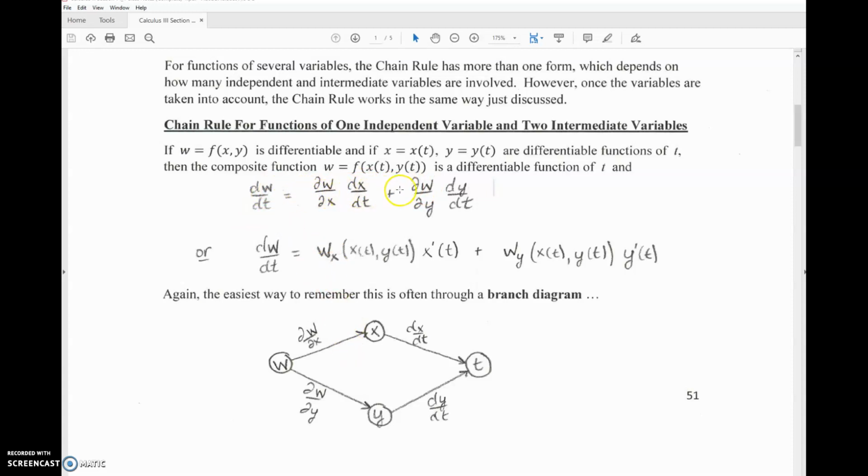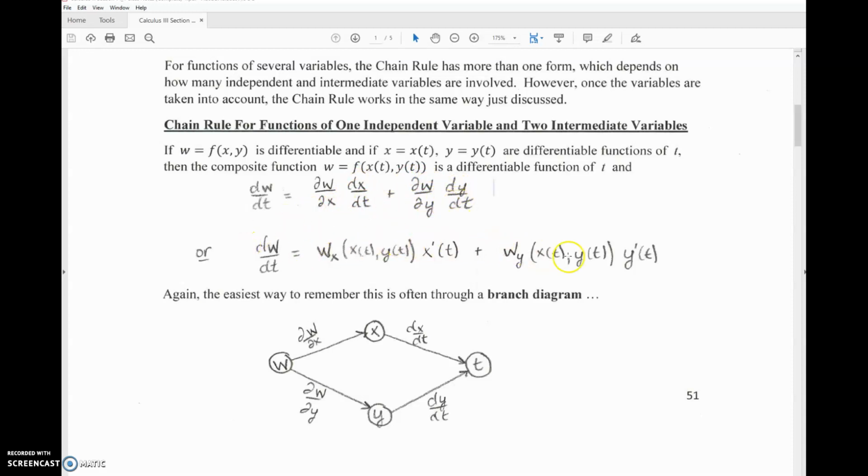So now let's say w is a function of x and y, which is differentiable, so a function of two variables. And if x equals x of t and y equals y of t are differentiable functions of t, then the composite function w, which is equal to f of x of t and y of t, is a differentiable function of t. So dw/dt is the partial of w with respect to x times dx/dt, plus the partial of w with respect to y times dy/dt.